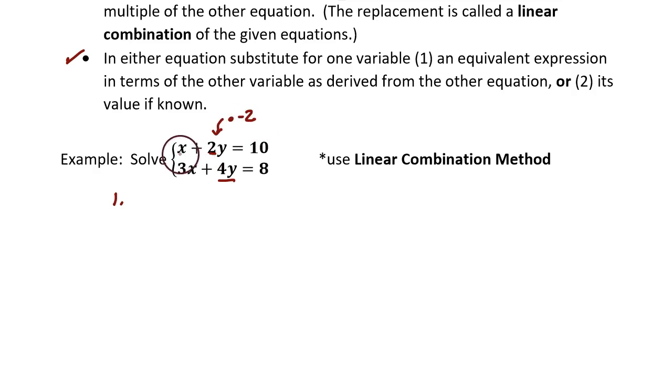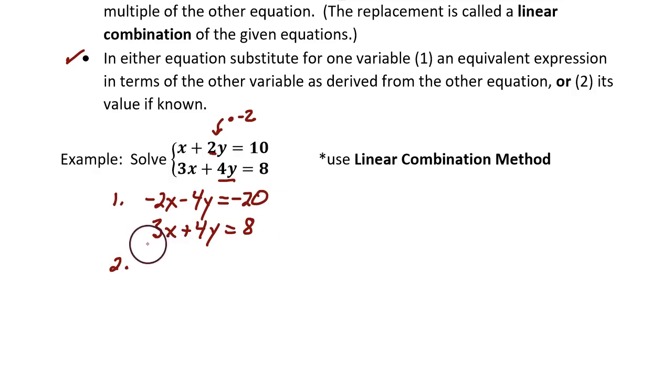Let's multiply the entire first equation by -2. It becomes -2x minus 4y equals -20. This is equivalent to the first equation in the system, but every term has been multiplied by -2. Let's rewrite the second equation as it is.